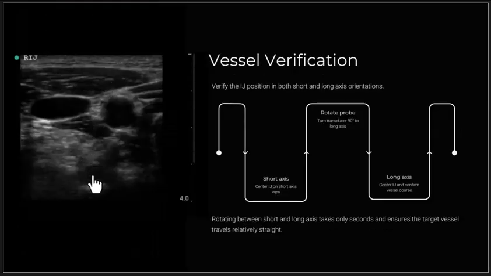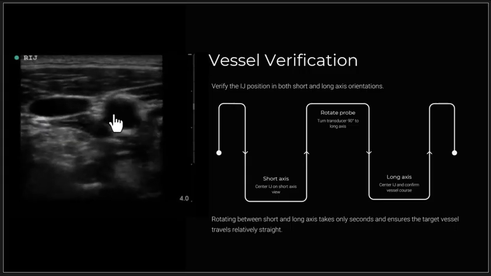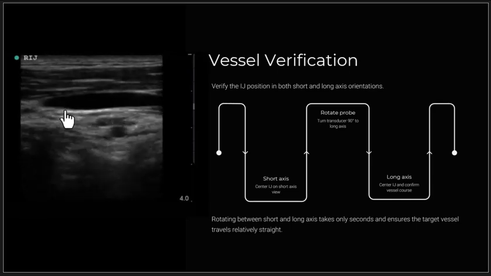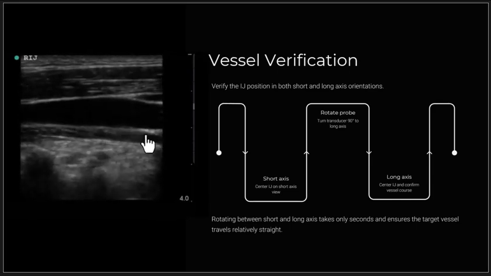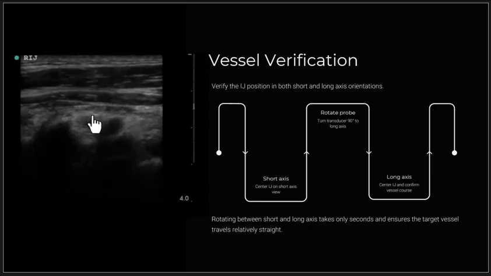Another thing I like to do when it comes to looking at the IJ vein before I cannulate it for central venous access is just determine how straight the vein runs. After identifying it in the short axis as we see here, I'll rotate the transducer 90 degrees and look at it again in the long axis plane. Rotating between the short and the long axis only takes a few seconds.